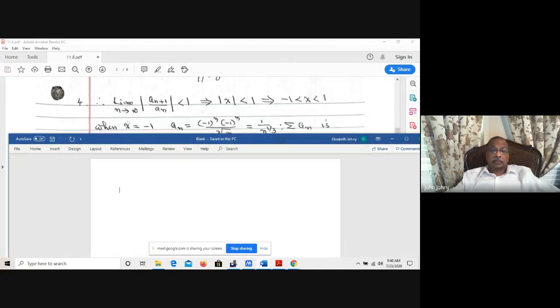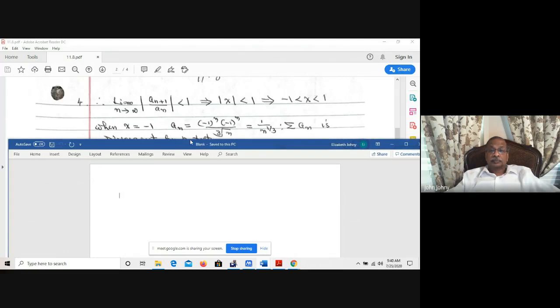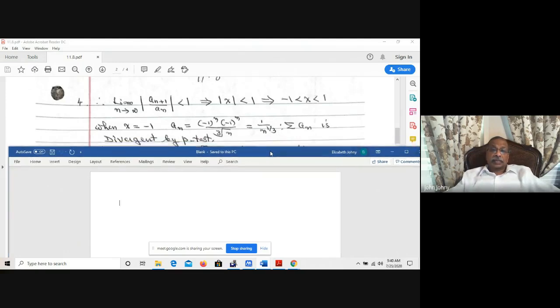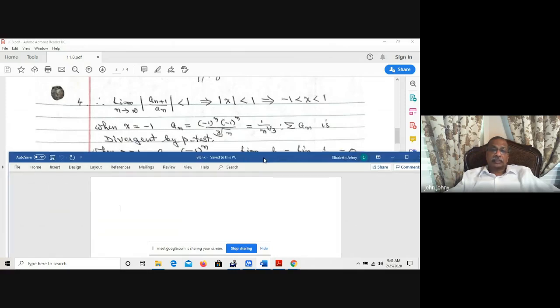When x is equal to -1, an is equal to -1 to the power of n, times -1 to the power of n, because x is -1, divided by the cube root of n. Here two negatives: -1 to the power of n times -1 to the power of n is +1. That is equal to 1 over n to the 1/3. Therefore, sigma an is divergent by the p-test. P is equal to 1/3, which is less than 1.